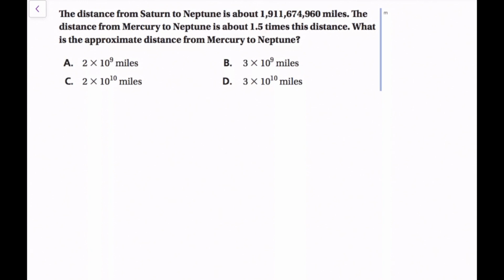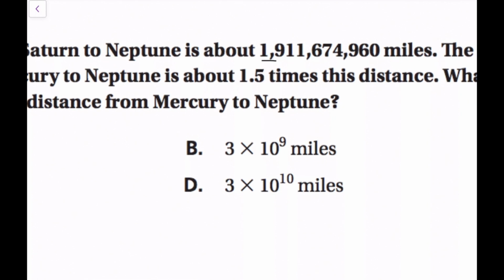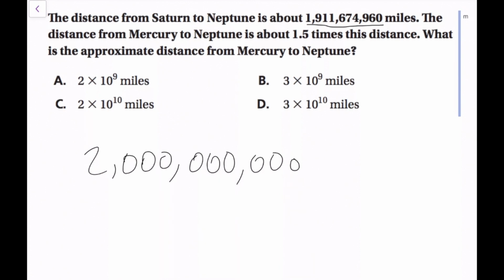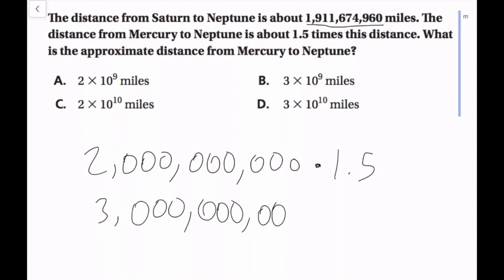So I can see, if I zoom in here on this number, this number is really close to 2 billion because this is my first digit, 1, and then 9 is 5 or more, so I can just round this up to 2 billion. So I get 2 billion times 1.5. Well, 1.5 times 2 is 3, and I can just bring all these zeros. So now I want to figure out what this is as a single digit times 10 to a power, because those are my options here.